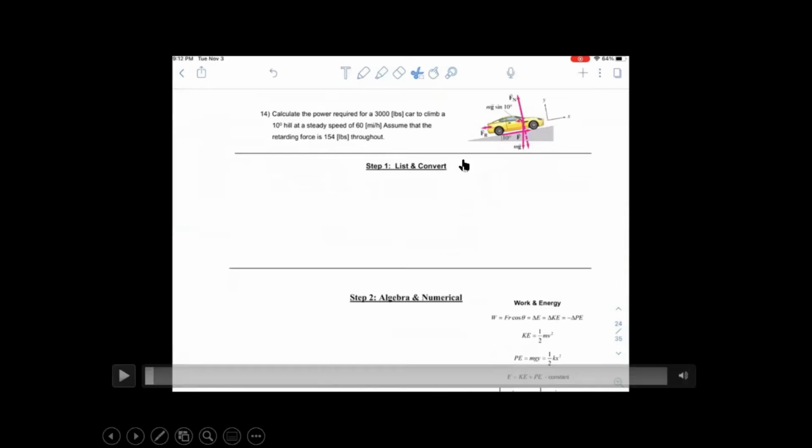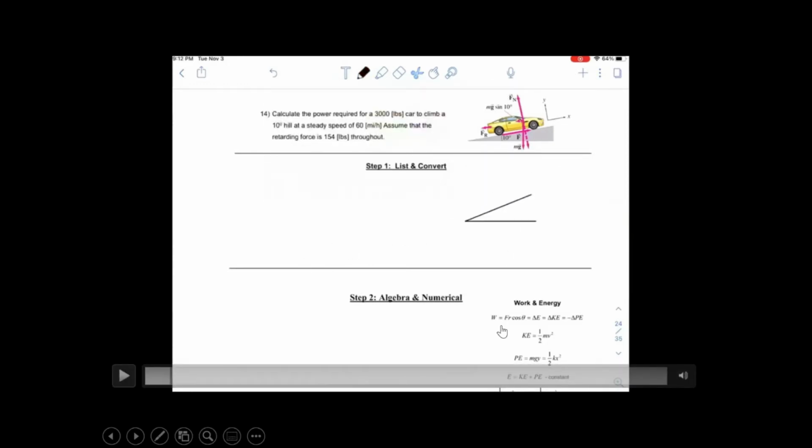This is a bit of a challenge problem. Notice that this car is climbing up a 10-degree hill in essence. It's doing so at a steady speed, so constant speed of 60 miles per hour. So there's a retarding force acting on it, that's the frictional force, the surface force. So the question is, what's the power required for the car to climb up this hill at a constant speed? So how would you do a problem like this?